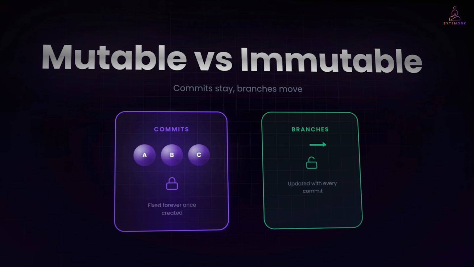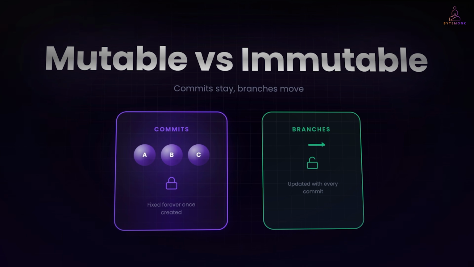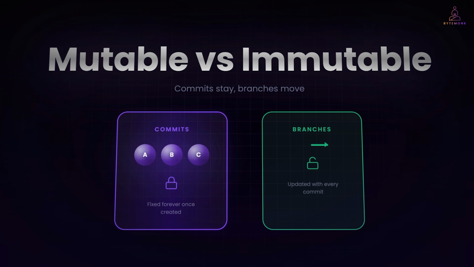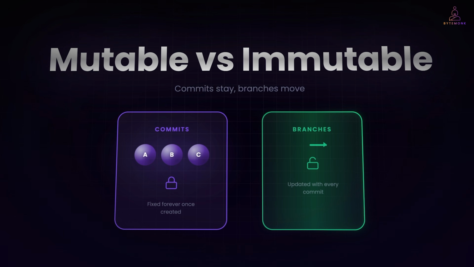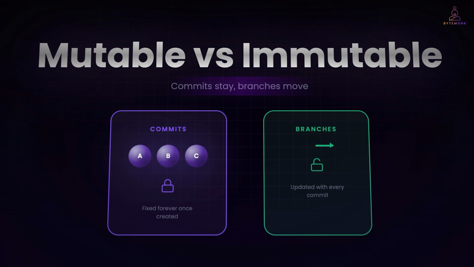The commit objects themselves never change. Once created, they exist exactly as they are forever. But branches, they are just pointers. They get updated every time you commit. The branch moves forward while the commit stays fixed in place.